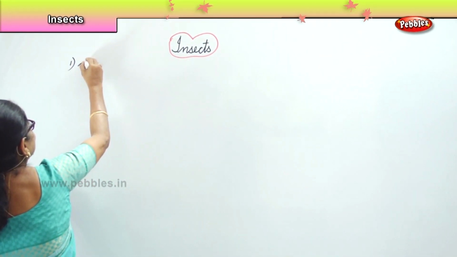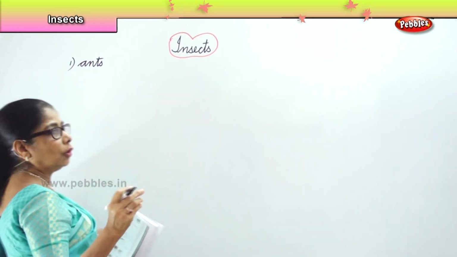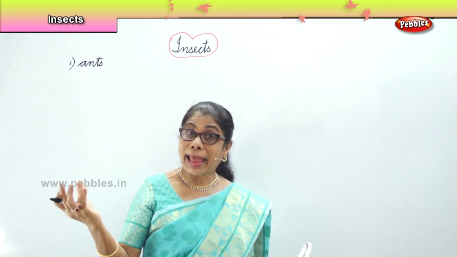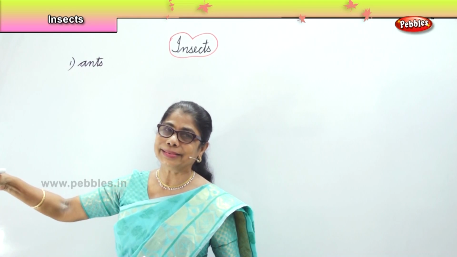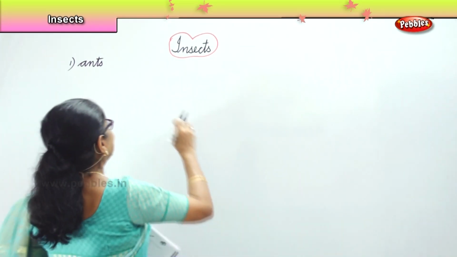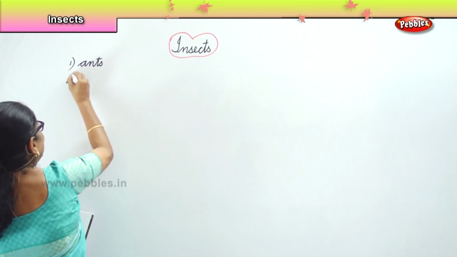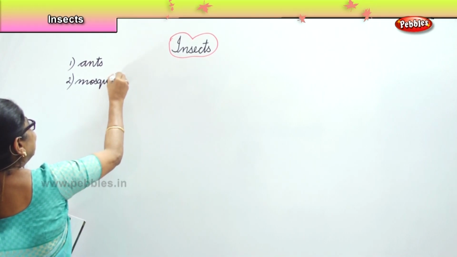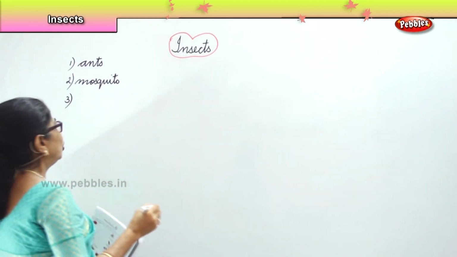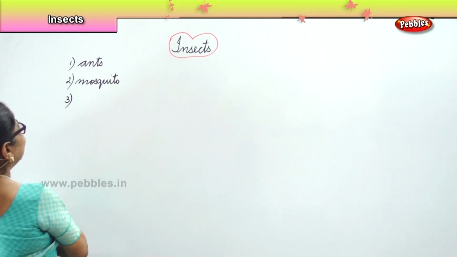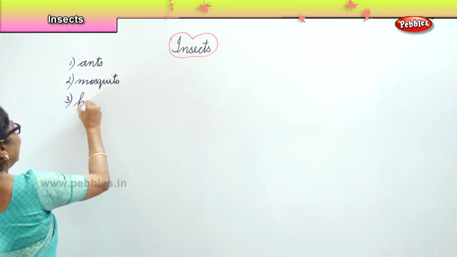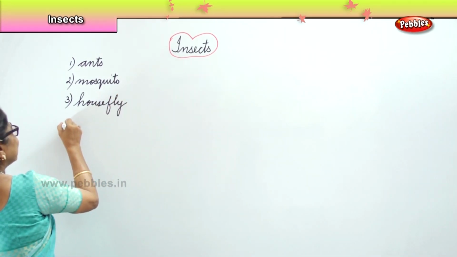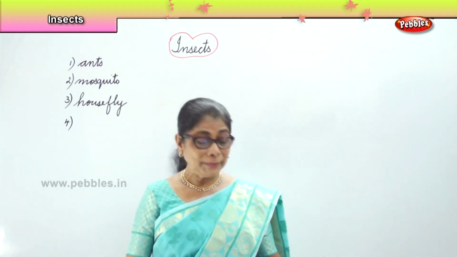Okay, now, name the insects that you already know. First, I told you ant. Ants bite you. They always live in groups. You don't see one ant. You'll see a line of ants. Next one, mosquito. Mosquitoes, what do they do to you? They give you a lot of fever. They give you trouble. Housefly, another harmful insect. They bring all kinds of illness to keep you away from school.